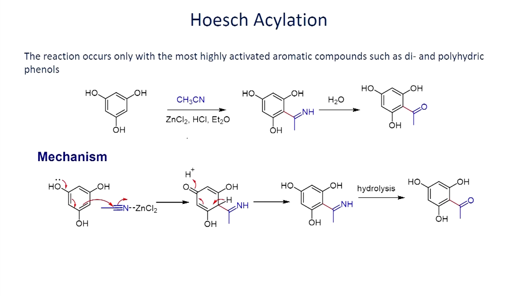Now let us look at the acylation reaction shown in this case, and in place of hydrogen cyanide, acetonitrile has been used. This also can readily undergo reaction if we have polyhydric phenols, which can readily undergo reaction with acetonitrile in the presence of zinc chloride and hydrochloric acid to give the imine intermediate. Once you have this one, it can readily undergo hydrolysis to give this carbonyl compound. Now let us see the mechanism.